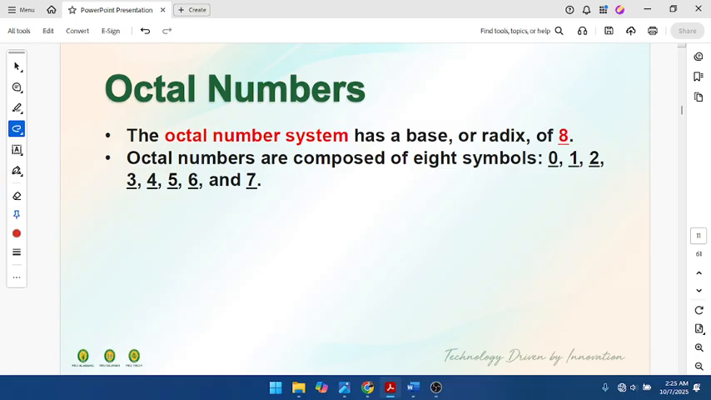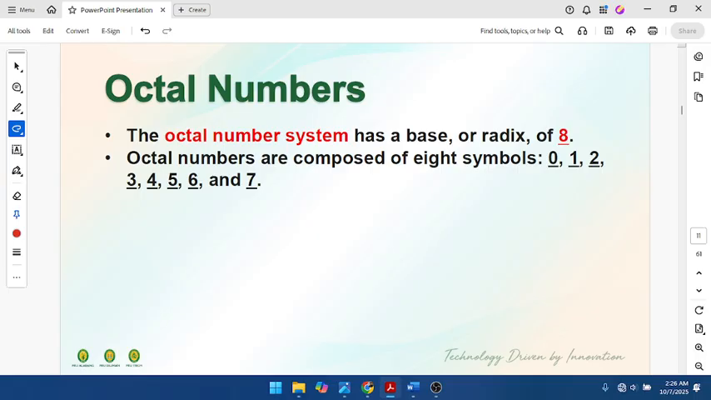Now, the octal system has a base or radix of 8. Meaning it uses 8 unique symbols to represent numbers. Following the base rules, the digits used go from 0 up to less than the base. So we have the digits 0 to 7: 0, 1, 2, 3, 4, 5, 6, 7, and you will not get an 8 or 9 in octal.